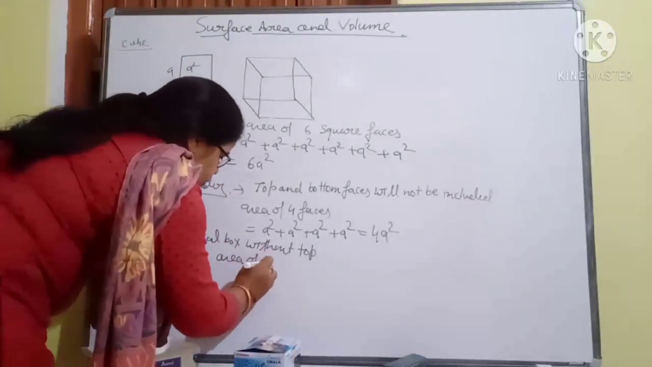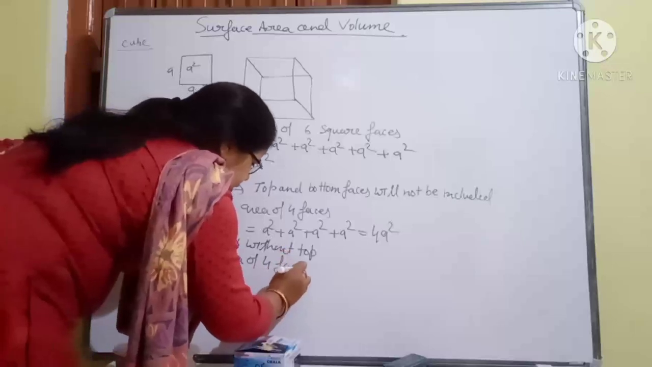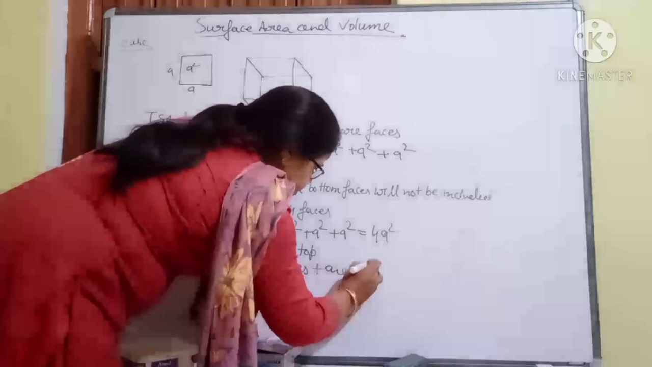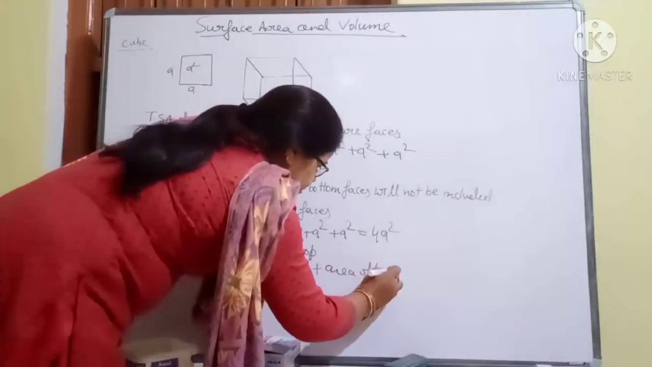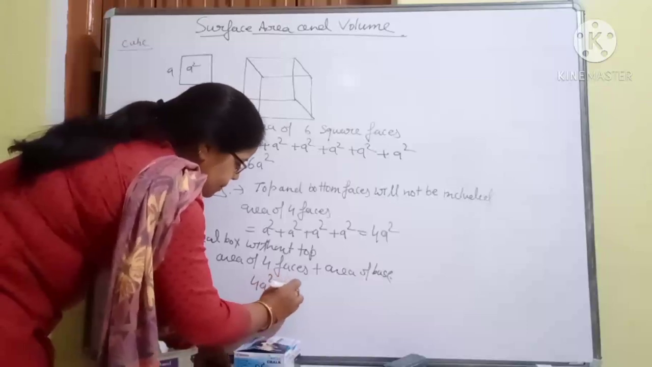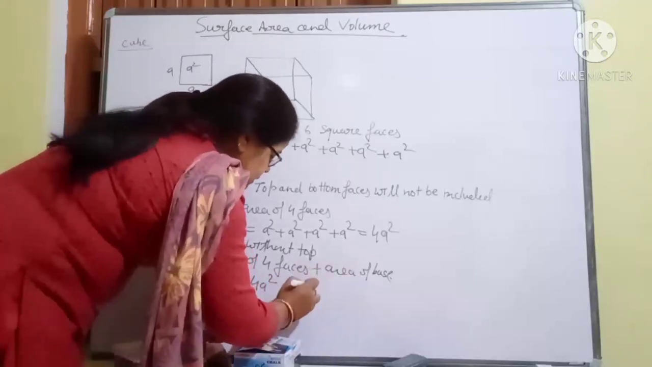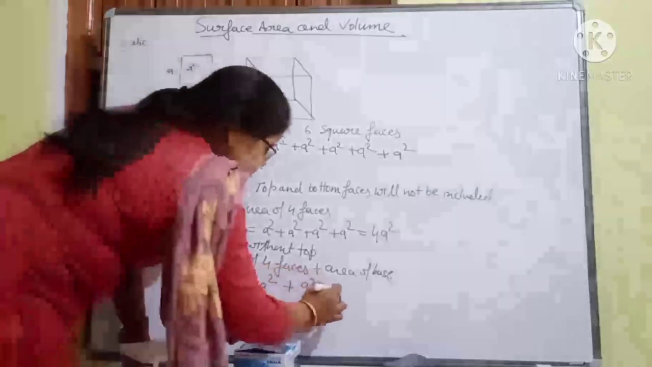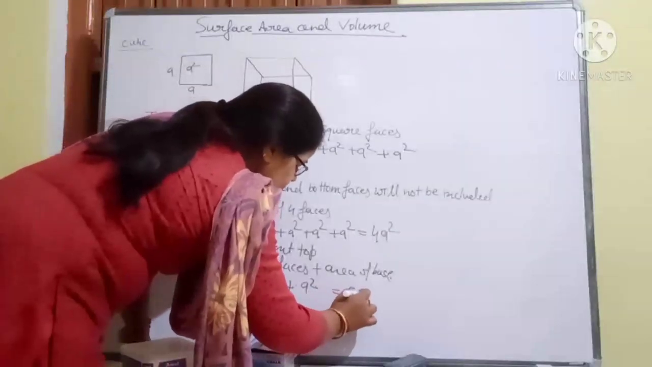of 4 faces plus area of base. Area of base. You can see that, beta, area of 4 faces was 4a square. A plus area of base means that will be a square. So it will be 5a square. You can write it as 5a square.